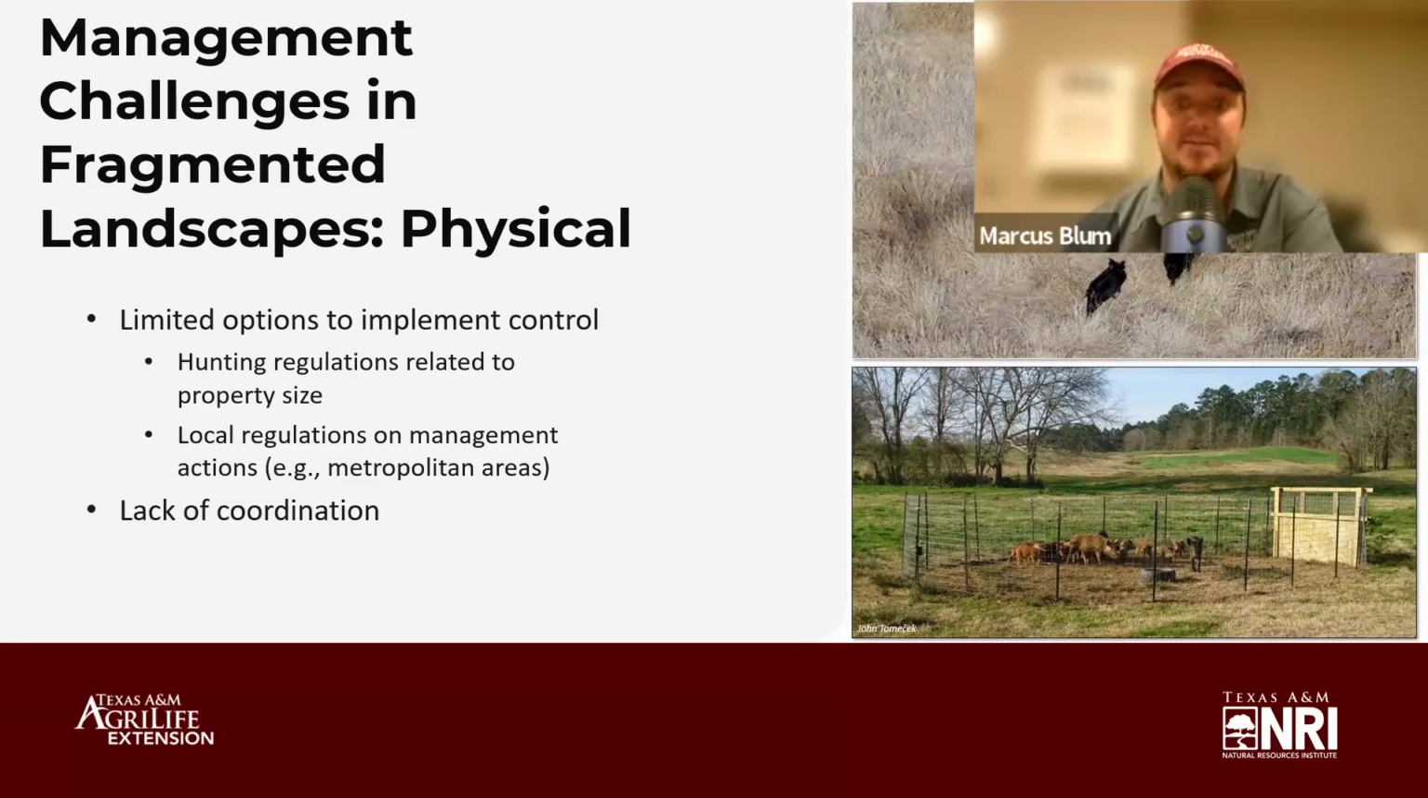Ultimately, property size and fragmentation create a mismatch between the ecological scale of feral hog populations and the social scale of management authority. The result is a disjointed approach where success on one property rarely translates into meaningful population reductions across the broader landscape. Overcoming this mismatch requires collective participation, shared access agreements, and coordinated timing of control efforts across property lines. In this sense, fragmentation is not only a spatial challenge, but also a social one, demanding that landowners think and act at a landscape scale to achieve lasting success.